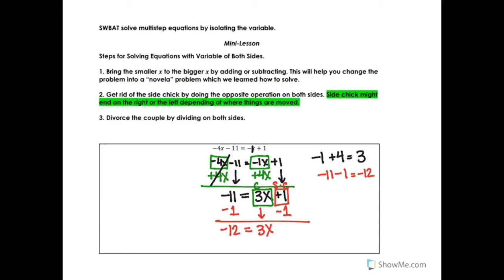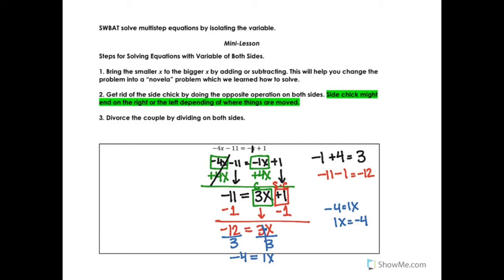Now that my couple is alone, then my last step is to always get the variable by itself, to get that x alone. Now remember that our couple is always married to each other. They're being multiplied. So if I want to get rid of it, I'm going to go ahead and divorce my couple by dividing them out. And so I get 1x is equal to negative 4. Now remember, negative 4 is equal to 1x is the exact same thing as 1x is equal to negative 4.